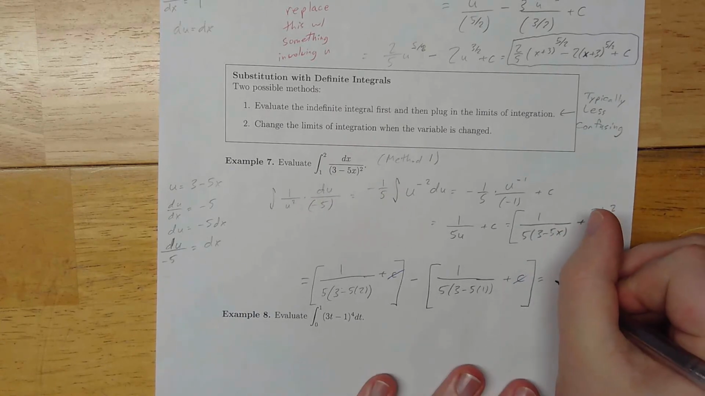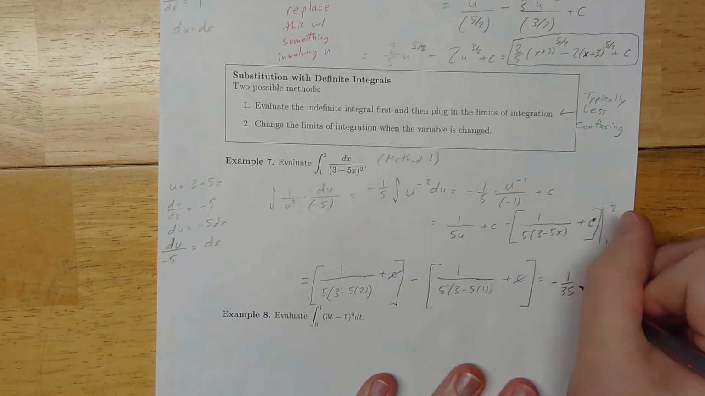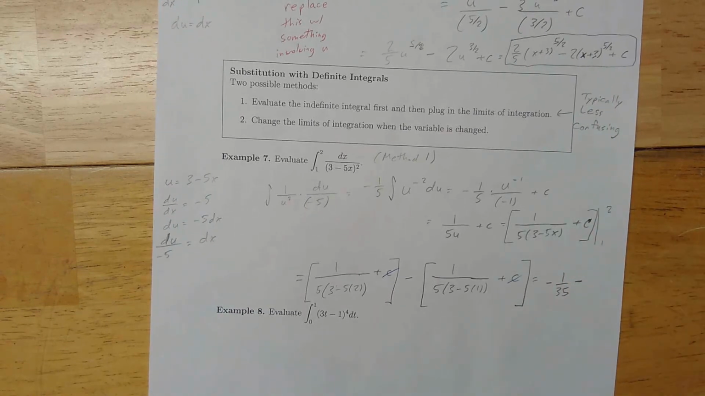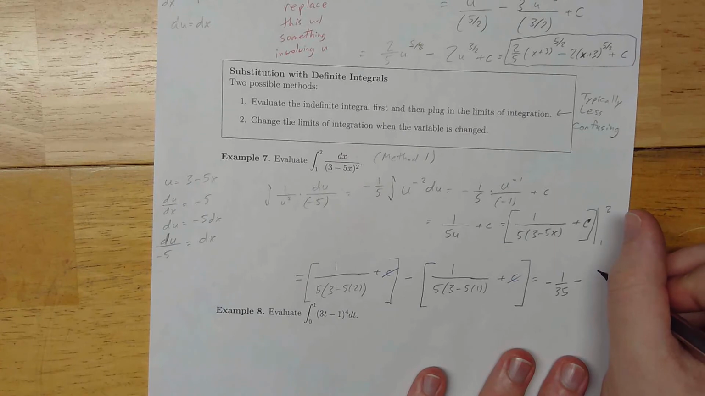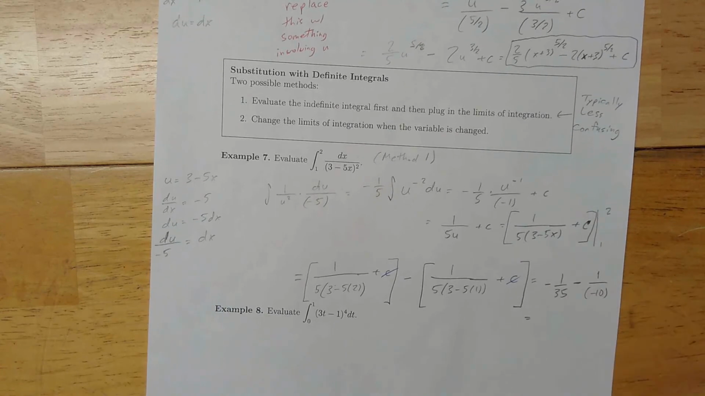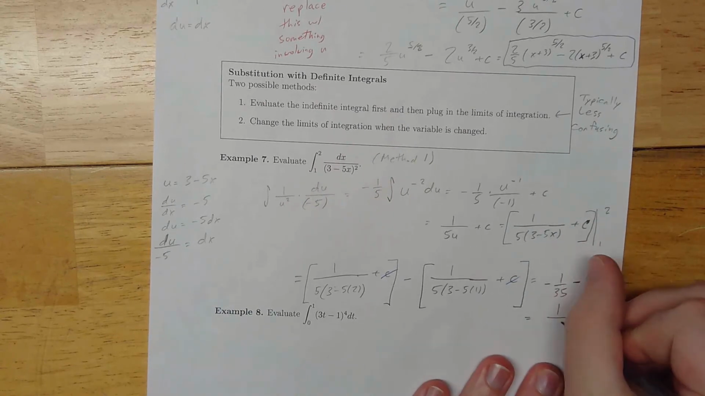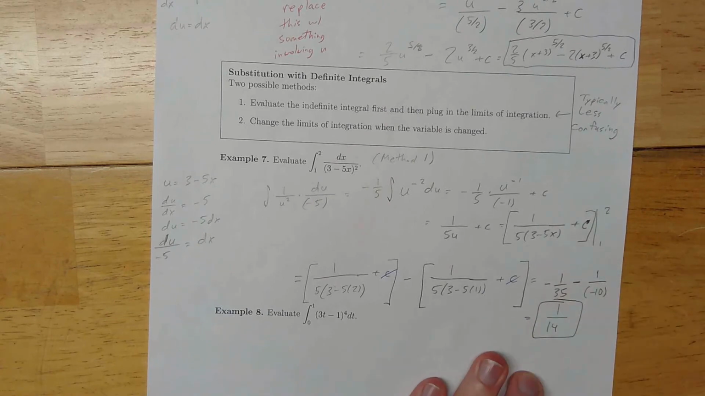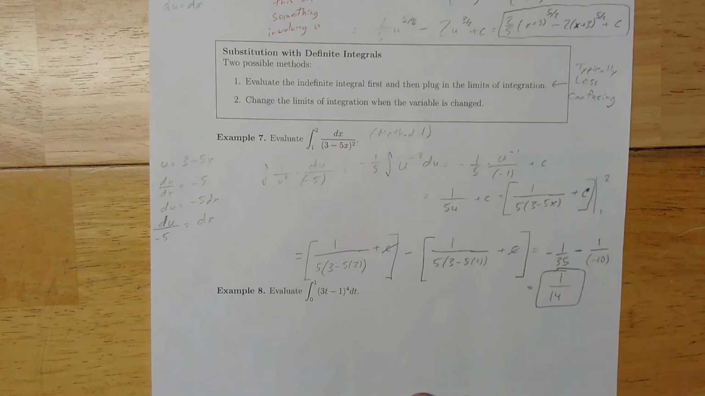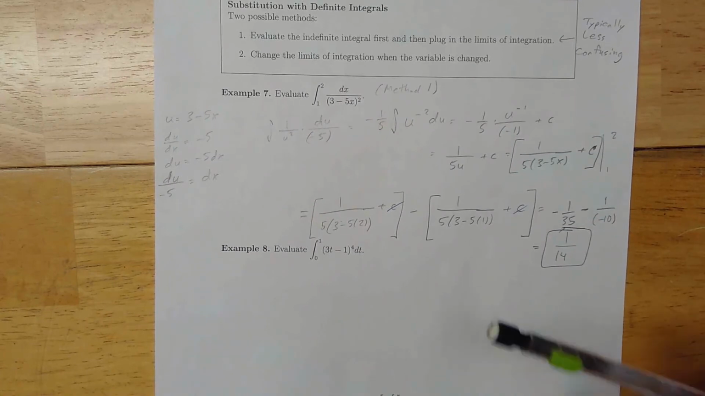And so we'll get negative 1 over 35 minus 1 over 5 times (3 minus 5 times 1), which will be negative 10. So we'll get this as our answer. And so negative 1 over 35 plus 1 over 10. By the time we've simplified, will give us 1 over 14 as a final answer. Now this is method 1.